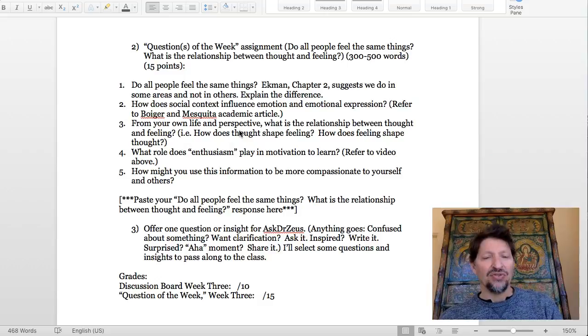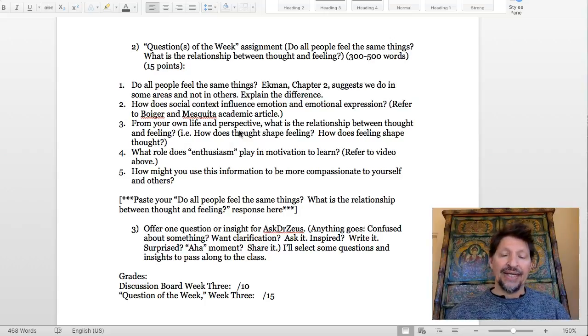And then finally, how might you use this information to be more compassionate to yourself and others? Again, I want you to apply this to your life in the 4 C's. And the last of the 4 C's is compassion, as well as critical thinking, as well as creativity, as well as being capable, that is, understanding this material.